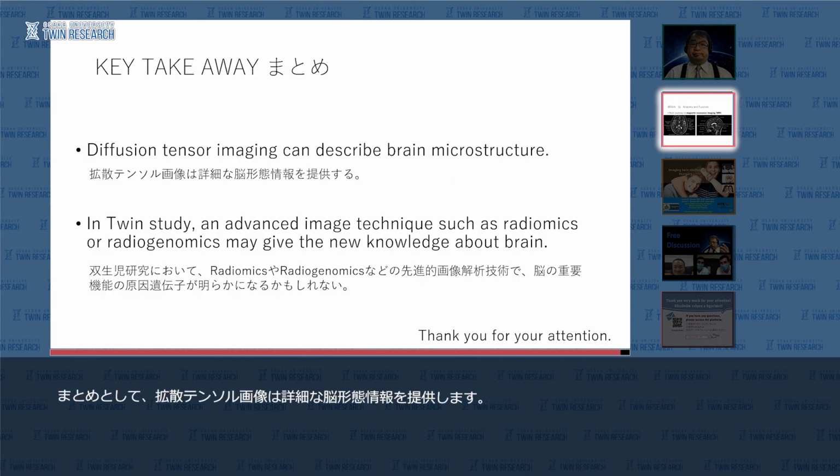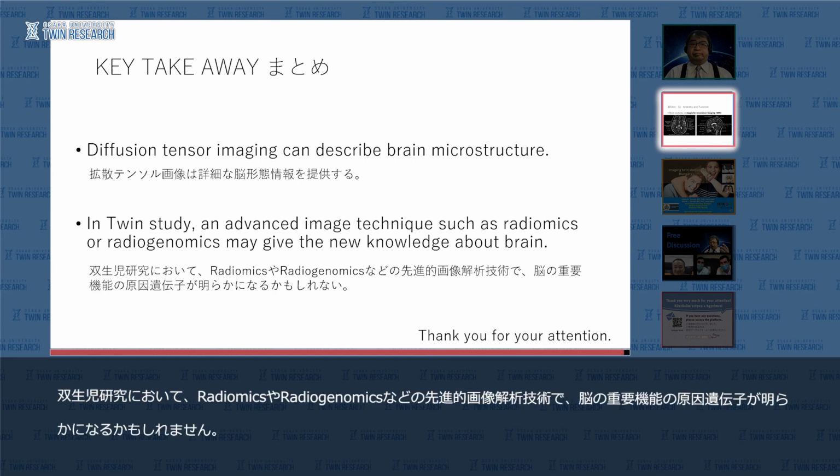So here is today's key takeaway. Diffusion tensor imaging can describe brain microstructure with tractography. In twin study, advanced image techniques such as radiomics or radiogenomics may give new knowledge about the brain.